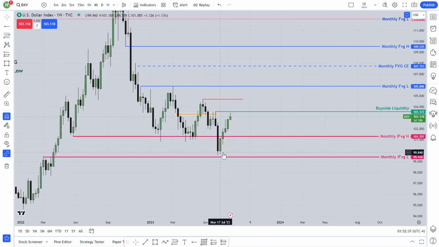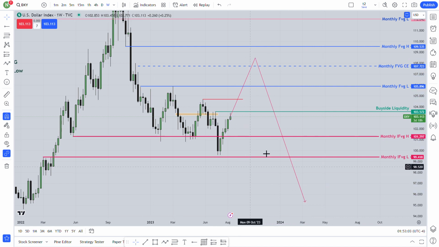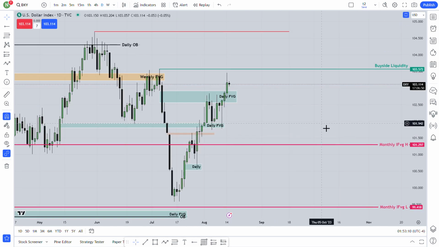What we can see is that when it came to the monthly fair value gap, it started to go up. So initially I'm thinking that DXY should go to this monthly fair value gap high, and then it will come lower. That means I'm expecting something like this. Okay, so that's all about the weekly chart. Let's go to the daily chart. Here is the daily chart.